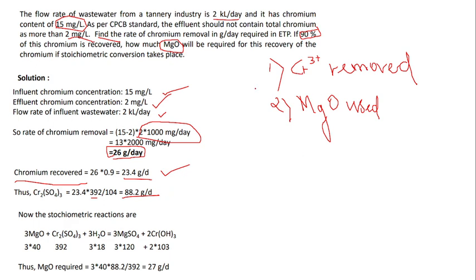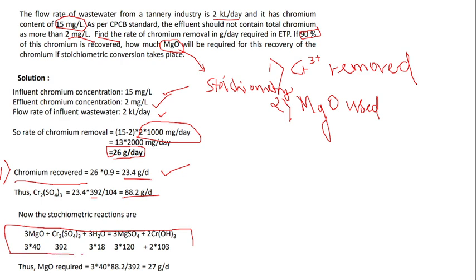So this is the first part, in which the chromium recovered is calculated. Why the chromium sulfate is calculated is to obtain the MgO value, again by stoichiometry. Stoichiometry is very important to solve these kinds of problems, and it plays a major role here. This is the standard stoichiometric equation: we use 3 moles of MgO for every mole of chromium sulfate to form 2 moles of chromium hydroxide and 3 moles of magnesium sulfate.